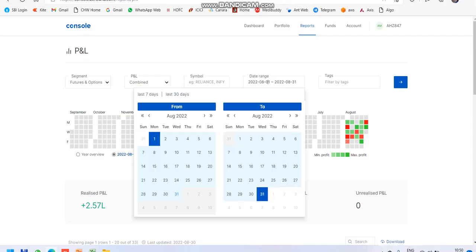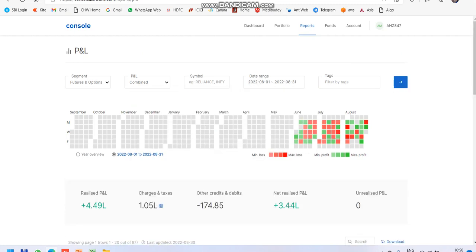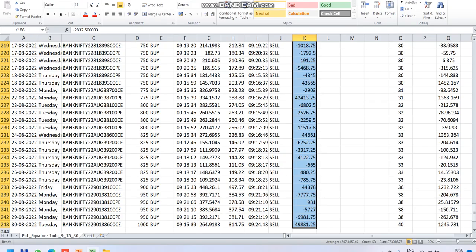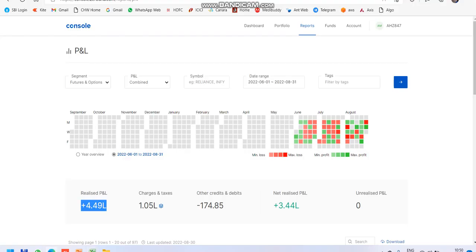Similarly, I will also show you from June. From June I have gained somewhere around 4,49,000. I'll select the entire K column, that is 4,36,000. Again, the 15,000 which I have lost in some personal trades is also visible here. So it's somewhere around 4,36,000 and 4,49,000. There are some manual trades which I have done, so that is the difference only. Those things you can ignore.